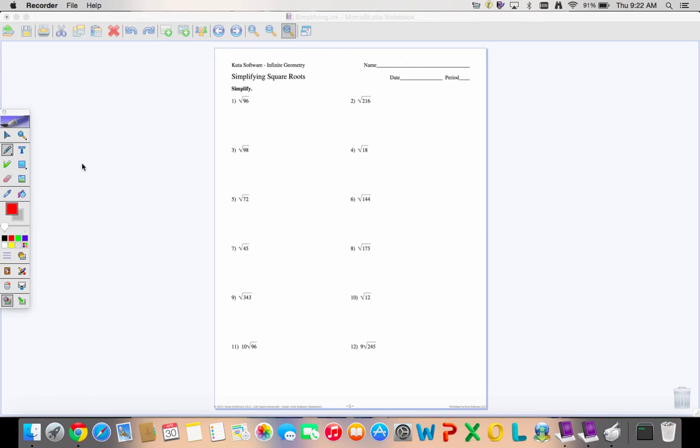Alright, so this is your simplifying square root notes. I'm going to do the odds of this packet, and then you are going to do the even ones. Okay, so we're going to start with number 1. We have the square root of 96.